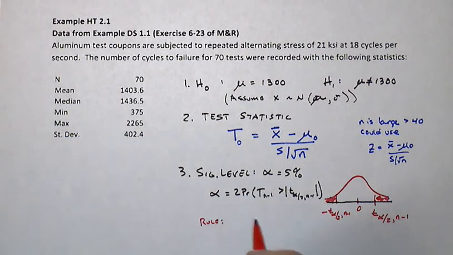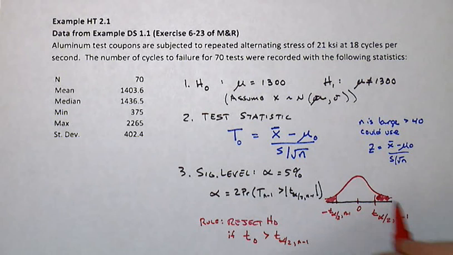And our rule that we're going to have then is that we will reject the null hypothesis if our computed statistic is larger than, in this case, larger than this one, or of course if T naught is less than on the other side of us.